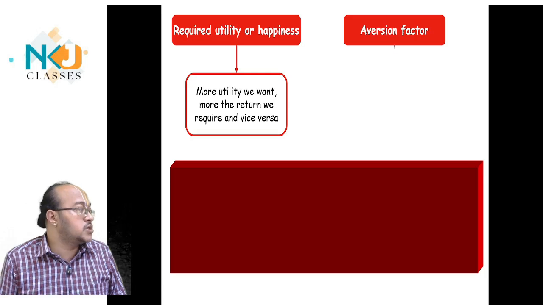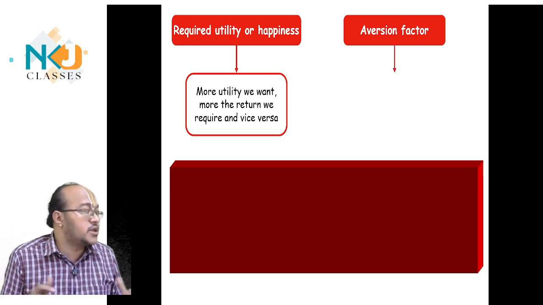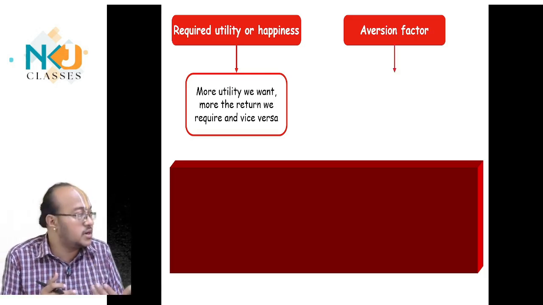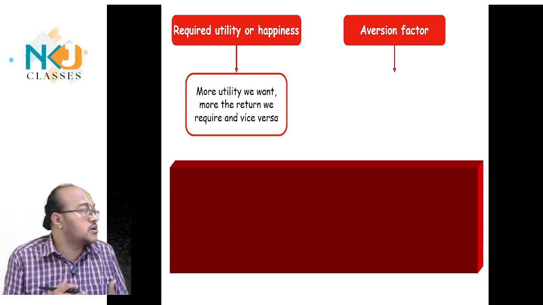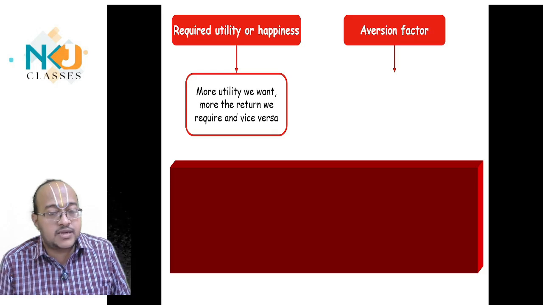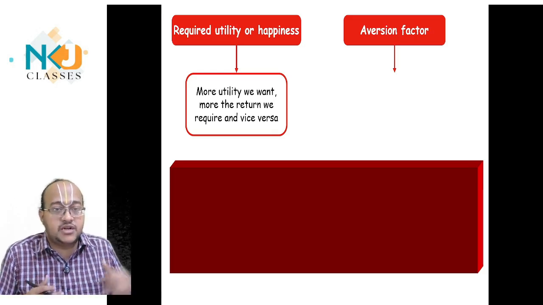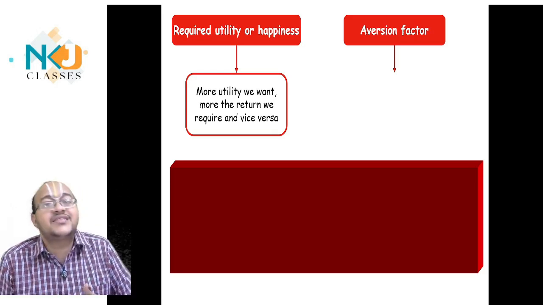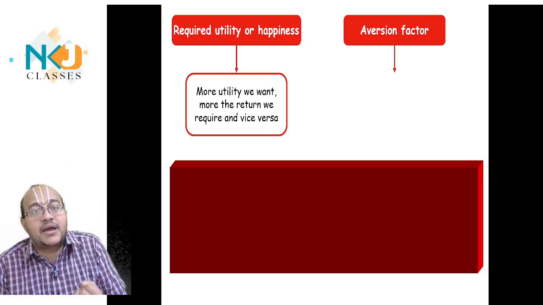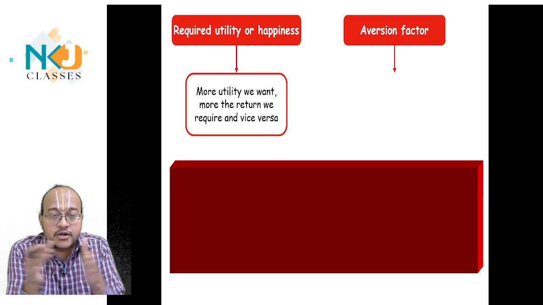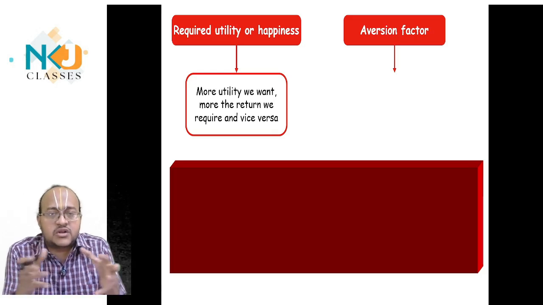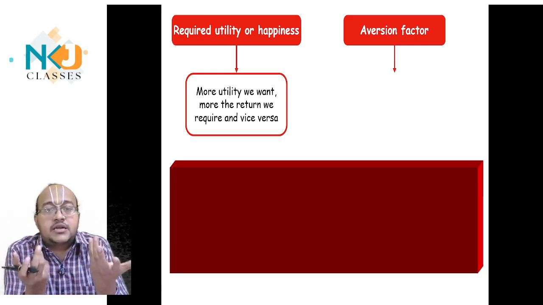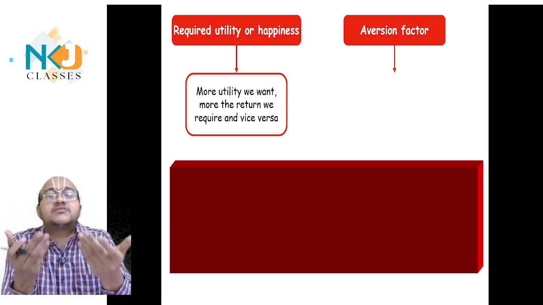Required utility: the more utility we want, the more return we require, and vice versa. Correct? Because happiness we will get from more return. That is one factor, expected return. Then there is the aversion factor, which will magnify the risk. Risk and aversion, I can put together as two factors. Because what the aversion factor ultimately does is magnify the risk.